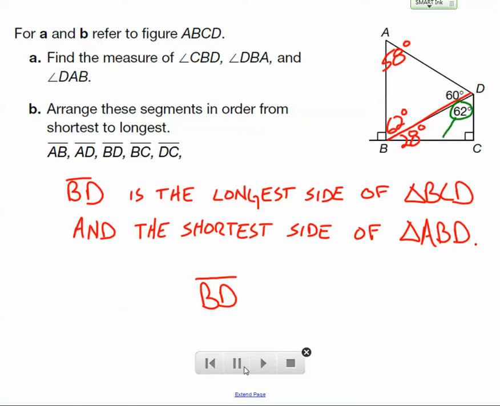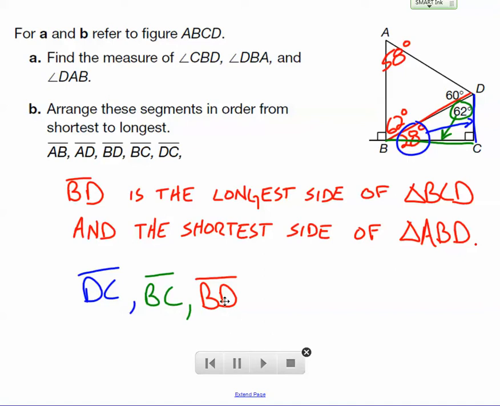Now, segment BC is a little bit shorter than segment BD, and segment DC is the shortest side of triangle BCD because it's across from the smallest angle. So as far as the right triangle, this is the order of lengths. DC is the shortest, BC is the second shortest, and BD is the longest.